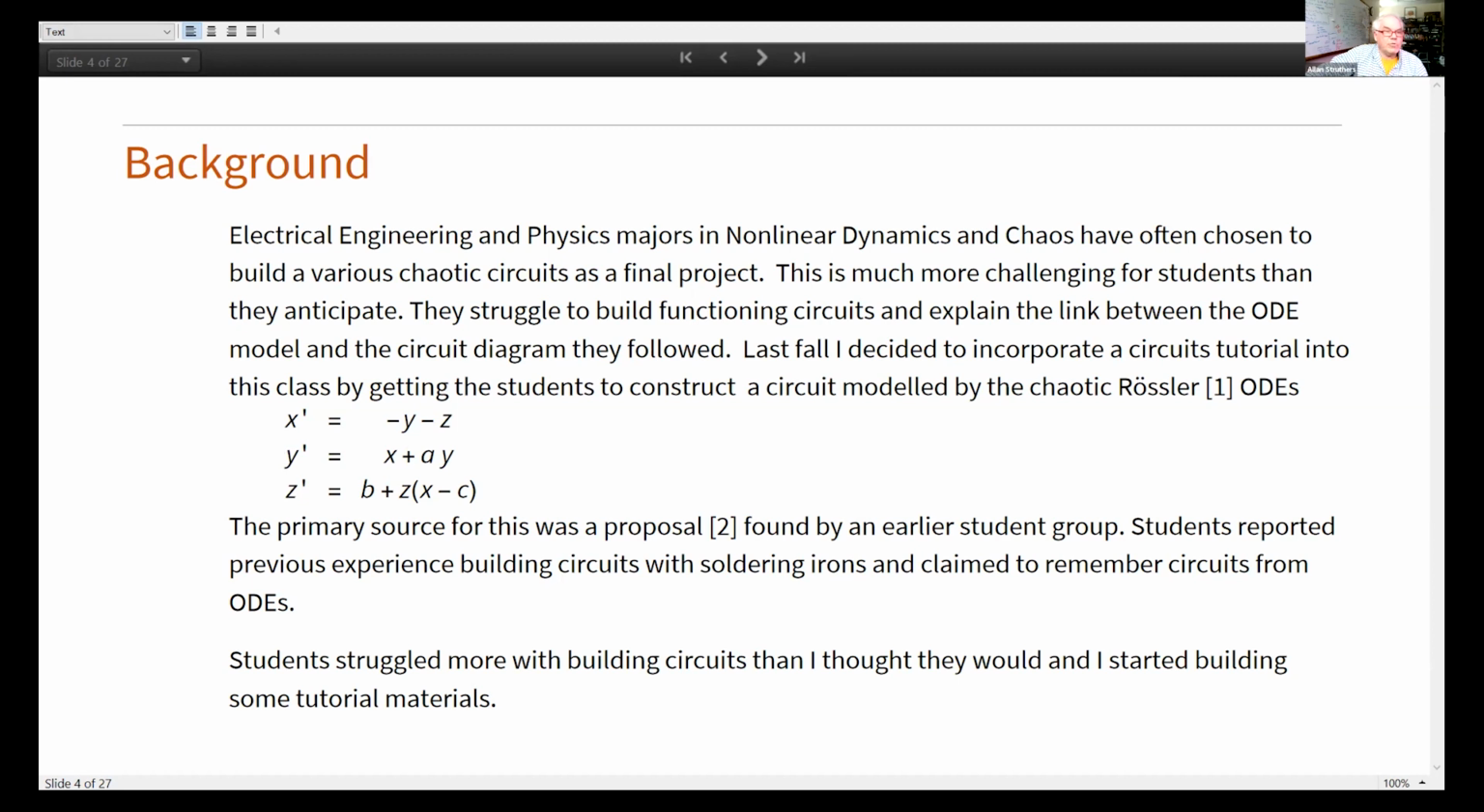And they have always struggled to build functioning circuits. This includes electrical engineering students with a lot of circuit experience. They've struggled to interpret the circuit diagrams. They have particularly struggled to explain what they are doing in a final presentation to the rest of the class, and that is an important component of what I'm trying to get them to do. So I decided to try to incorporate a circuits tutorial into this class and get the students to construct the circuit that models this. Primary source for this was a proposal from reference 2 that we showed above.